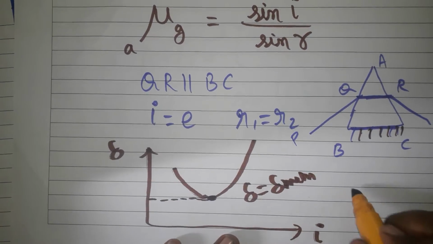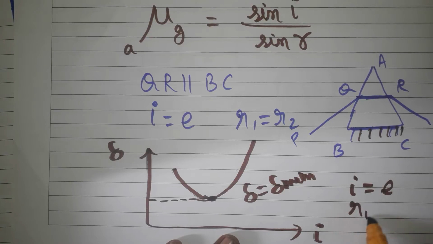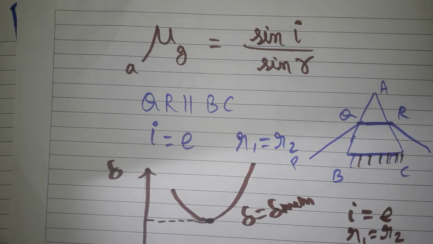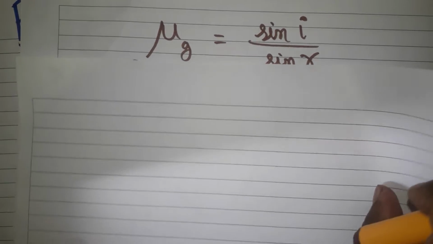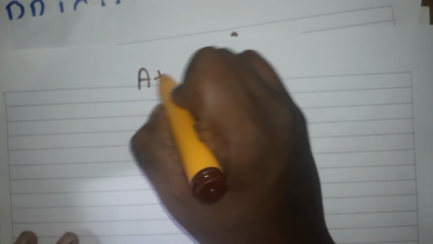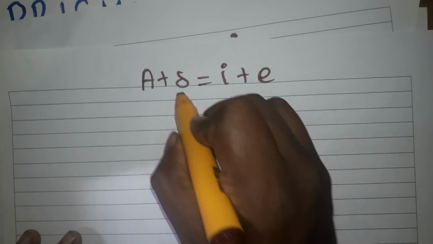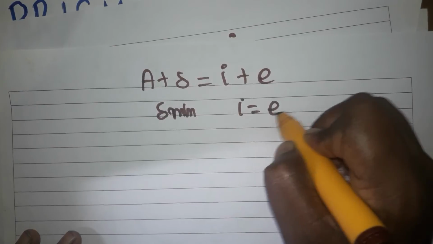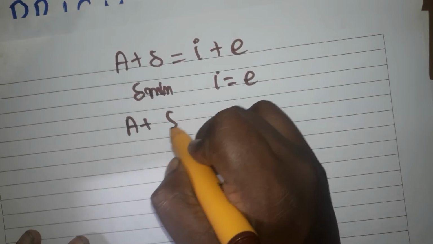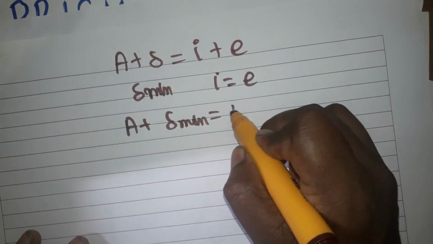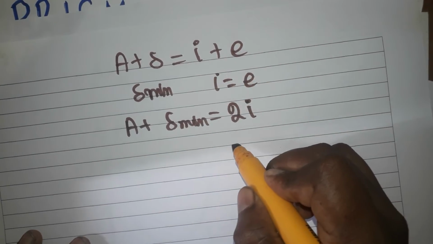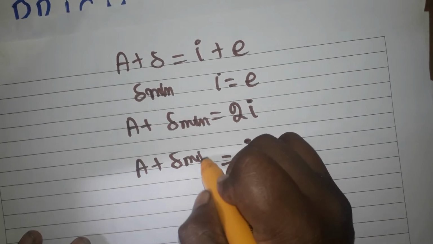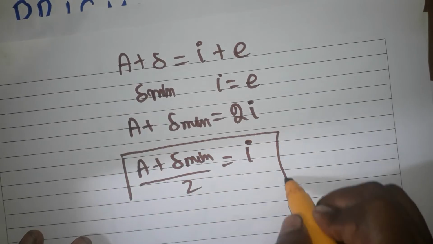When the deviation becomes minimum, I becomes equal to E, R1 is equal to R2, and at the same time QR becomes parallel to BC. Once this condition is satisfied, we know the prism formula, A plus deviation is equal to I plus E. At minimum deviation, the lowest point of the graph, I is equal to E. So A plus minimum deviation is equal to 2 times I. So I is equal to A plus minimum deviation divided by 2. This is how we get the angle of incidence.